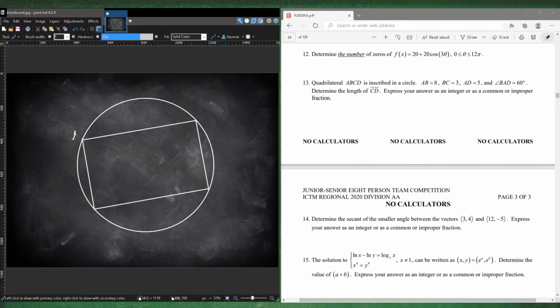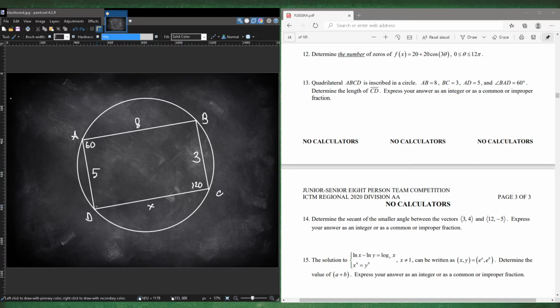So let's call this A, let's call this B, this is C, and this is D. So we know AB is 8, we know BC is 3, we know AD is 5, and we know BAD is 60. And we need to find the length of CD, which we could call x. So the thing about inscribed quadrilaterals is that if this is 60, then this has to be 120. And the reason is because these two angles should add up to 180, and these two angles should add up to 180. So this is 120.